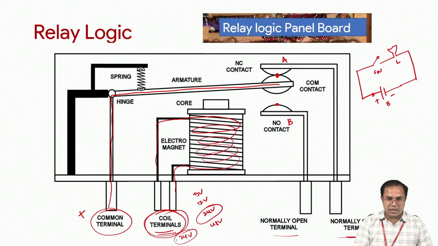So by providing this signal, it becomes a magnet, and subsequently it makes contact, it makes a switching. Previously I used to get the supply across this NC, and now I am able to get the supply across this NO. Right, so this is what happens with the relay.